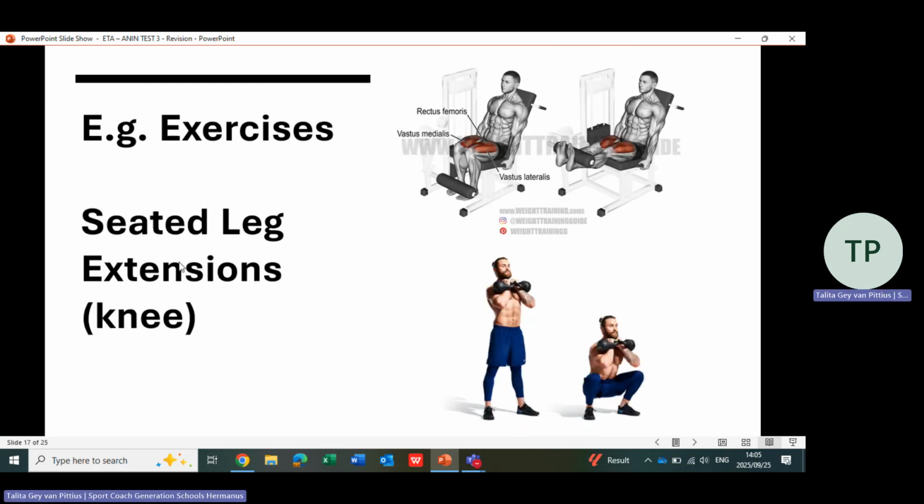All right, and then we're looking at this exercise here. This is a seated leg extension. So you're sitting on the machine and you are hooking your foot behind this roller and you are lifting it up into this position here. And this is called knee extension, remember, because the angle between the two structures is increasing, causing knee extension.